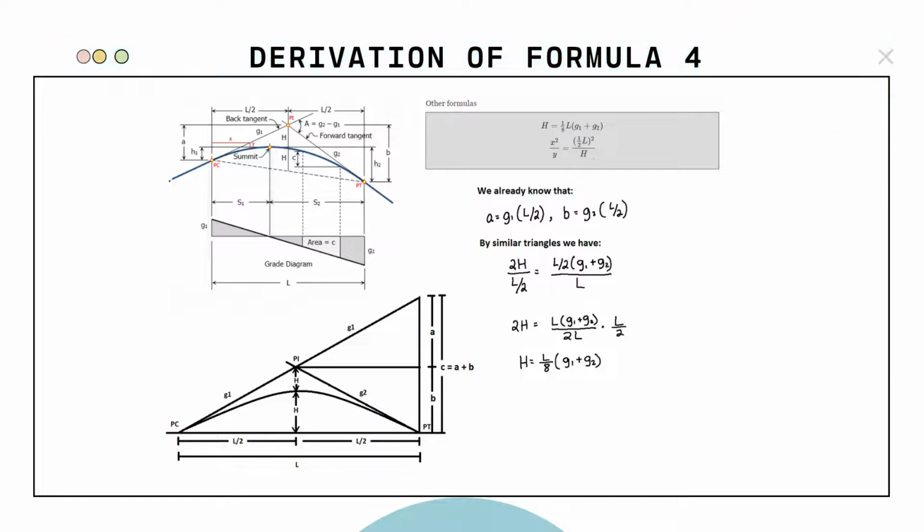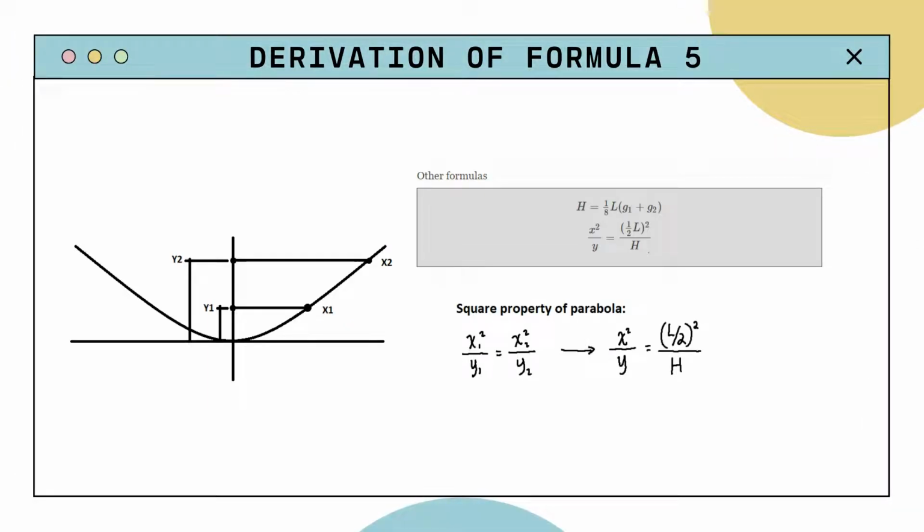For the next formula, we have x squared over y equals (L over 2) squared over h. So we use the concept, the square property of a parabola. In summary, it states that given 2 points in a parabola, x1 squared over y1 is equal to x2 squared over y2, where the x value is the x distance from the point to the vertex, while the y value is the distance from the point to the vertex. So applying this, we get x squared over y is equal to (L over 2) squared over h.